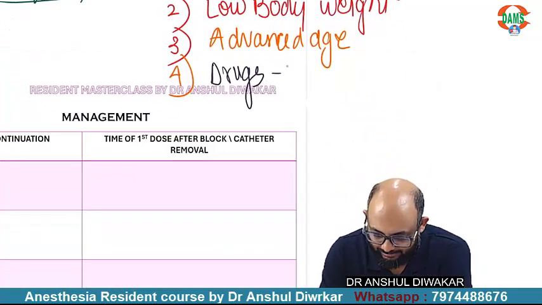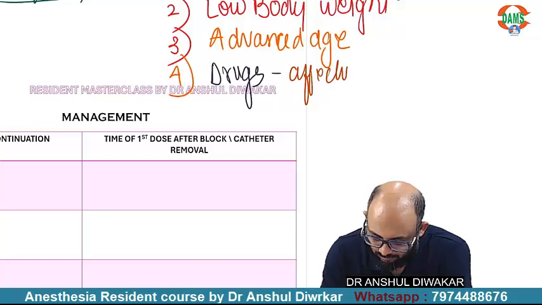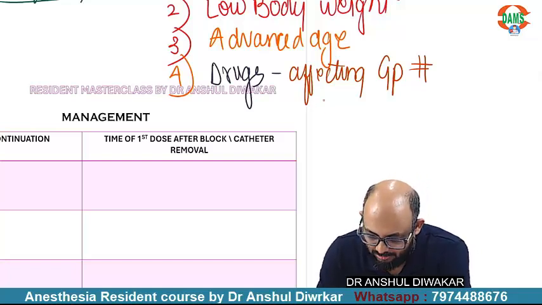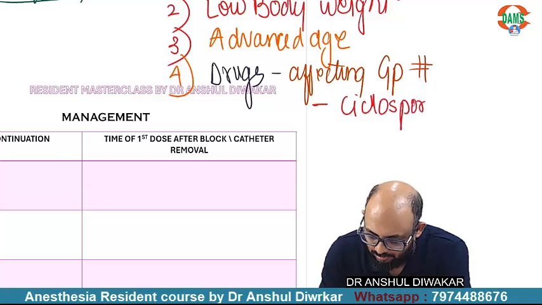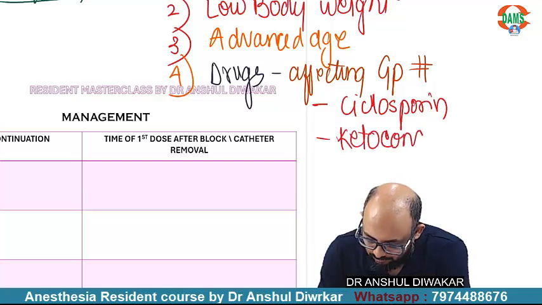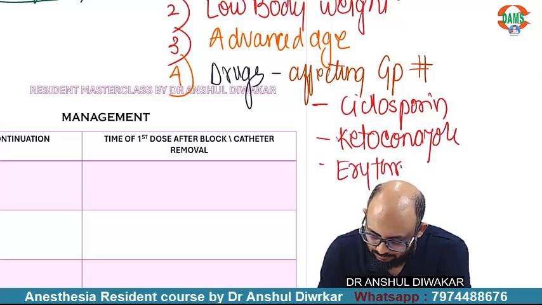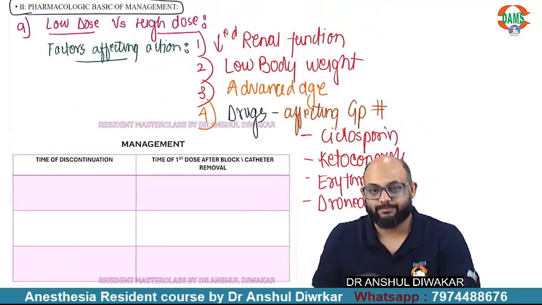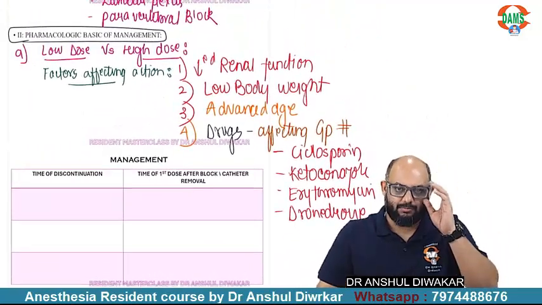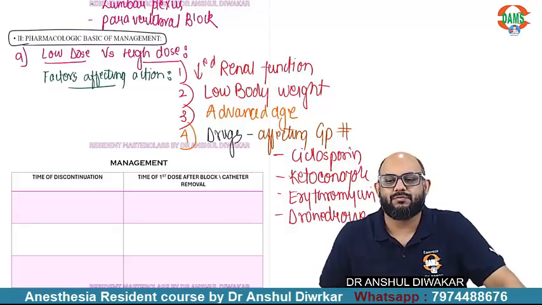So drugs affecting glycoprotein inhibition will increase the duration of action, like cyclosporin, like ketoconazole, like erythromycin, like dronedarone. All right. So the first is what is a low dose versus what is a high dose.